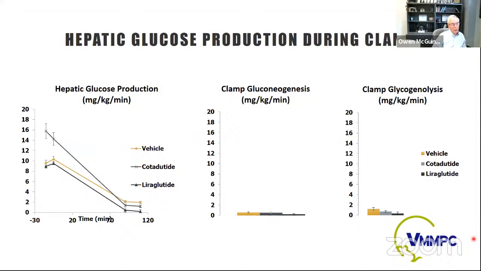But let's look at what the liver is doing. Not surprising. As soon as we raised the glucose level, the liver stopped making glucose in all 3 groups. The liver stopped making glucose. And if you look at gluconeogenesis, that is the carbon coming out of the liver, it is completely suppressed. And glycogenolysis is completely suppressed. So while the liver was making lots of glucose in the basal state, once we raised glucose levels, the liver was no longer a source of glucose carbon to glucose production.